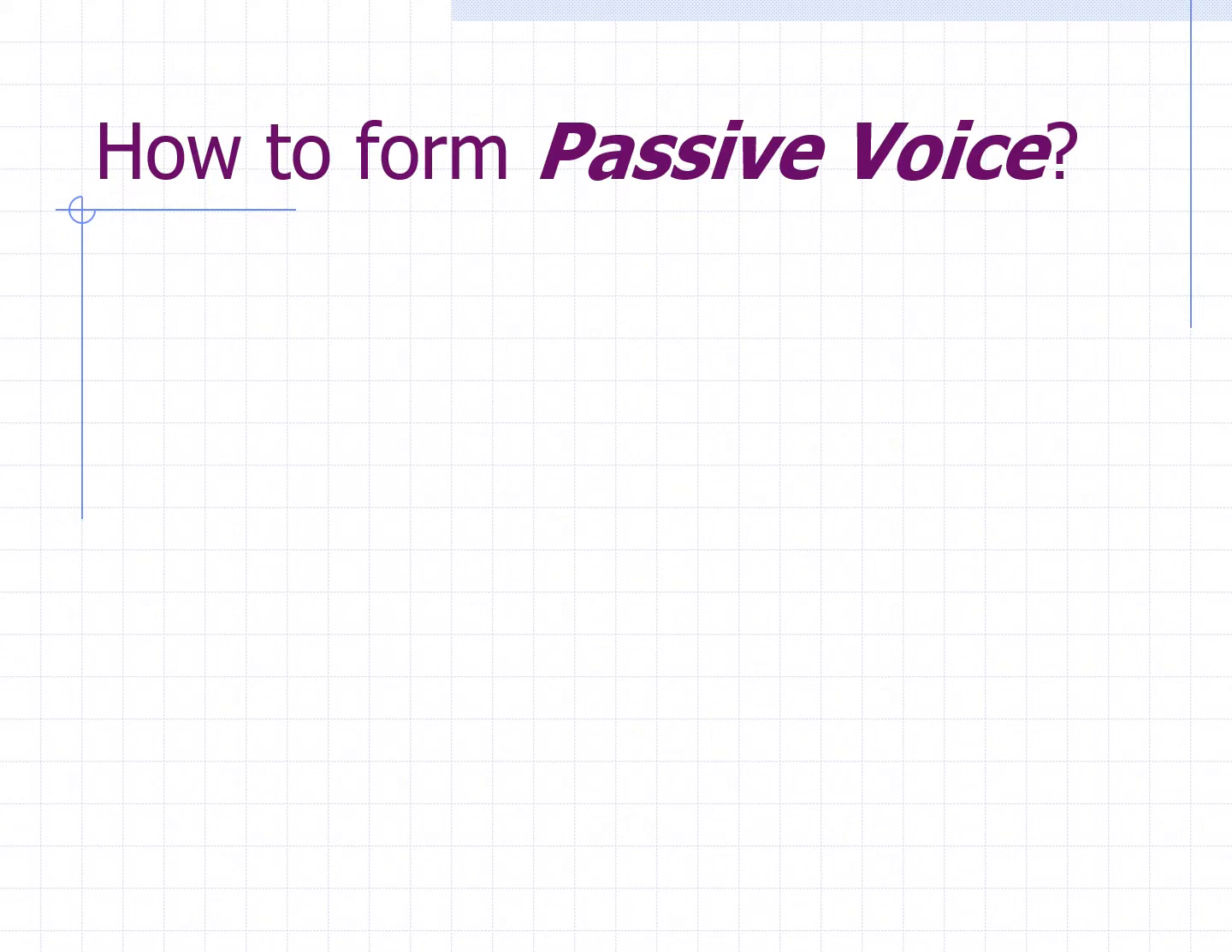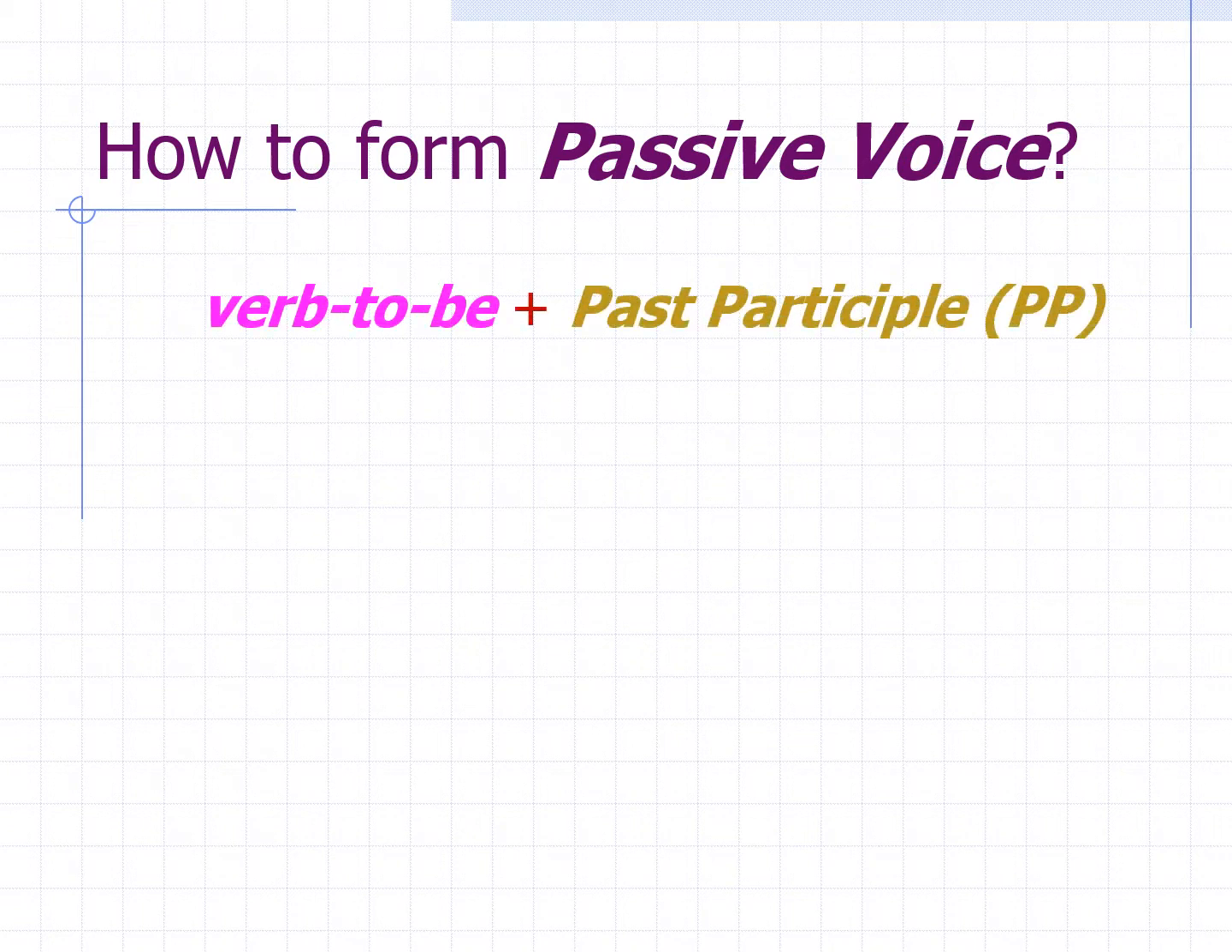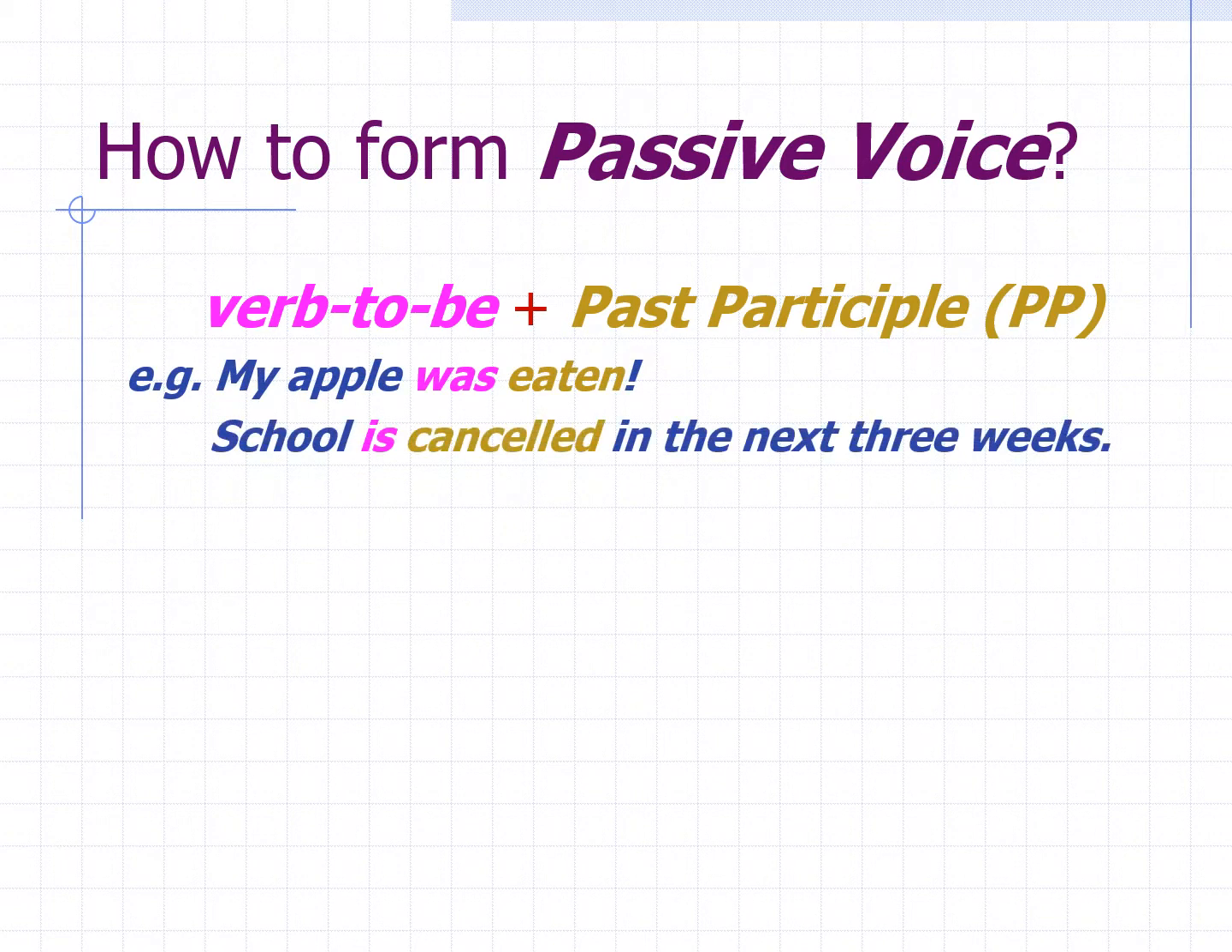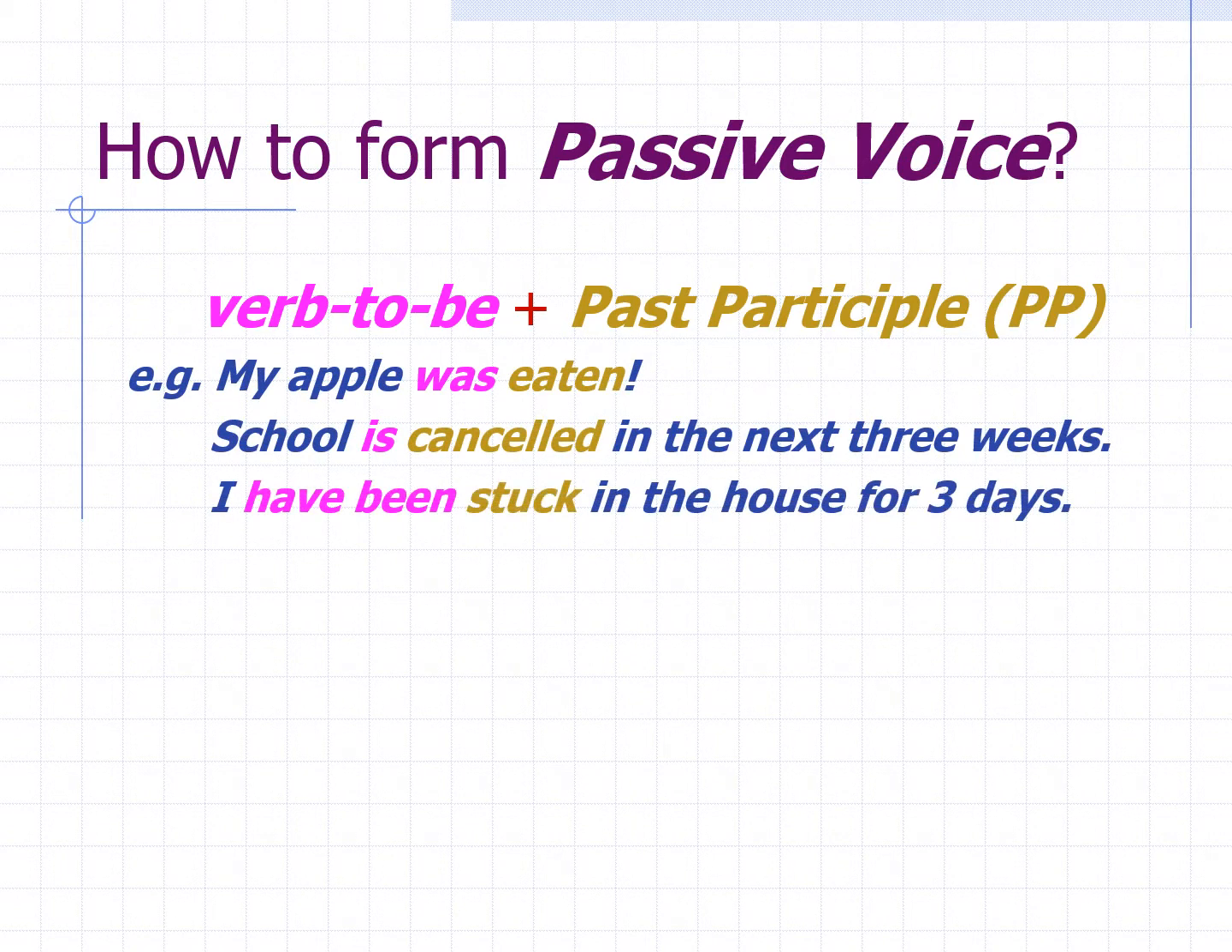In passive voice, we also need to change the verbs according to the tense, but we do it differently. To start with, you should know the fundamental rule in forming a passive verb, that is, a verb to be plus a past participle, or sometimes we call it the PP. Look at these sentences. My apple was eaten. School is cancelled in the next 3 weeks. I have been stuck in the house for 3 days.